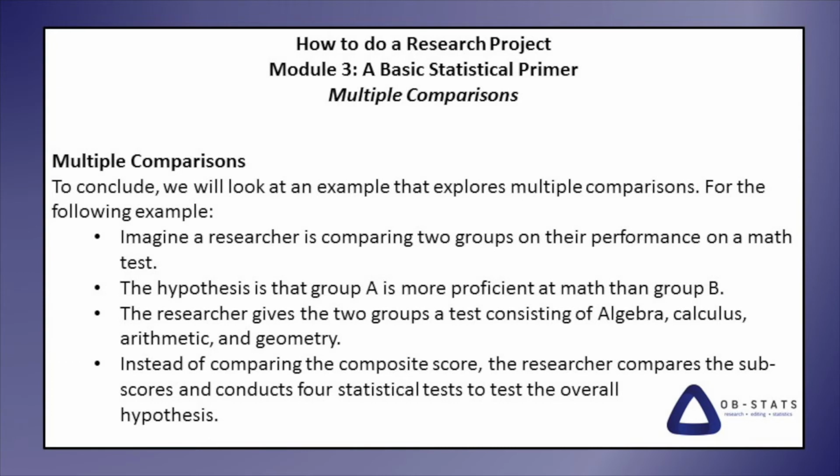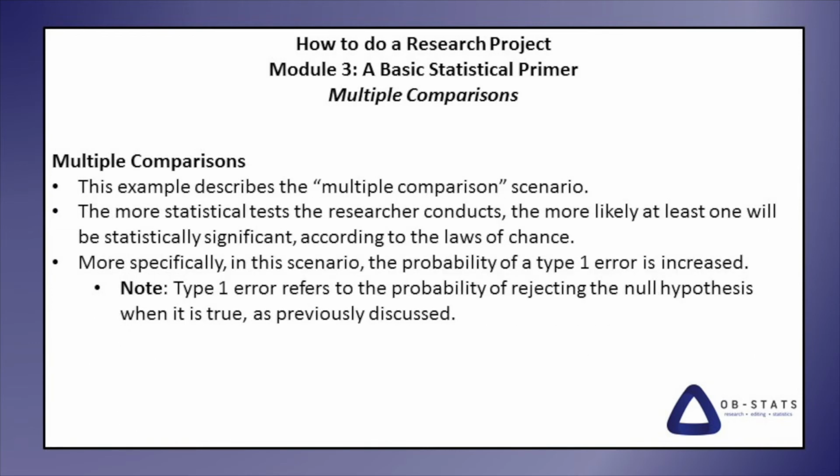Now we will look at an example that explores multiple comparisons. For the following example, imagine a researcher is comparing two groups on their performance on a math test. The hypothesis is that Group A is more proficient at math than Group B. The researcher gives the two groups a test consisting of algebra, calculus, arithmetic, and geometry. Instead of comparing the composite score, the researcher compares the subscores and conducts 4 statistical tests to test the overall hypothesis. This example describes the multiple comparison scenario.